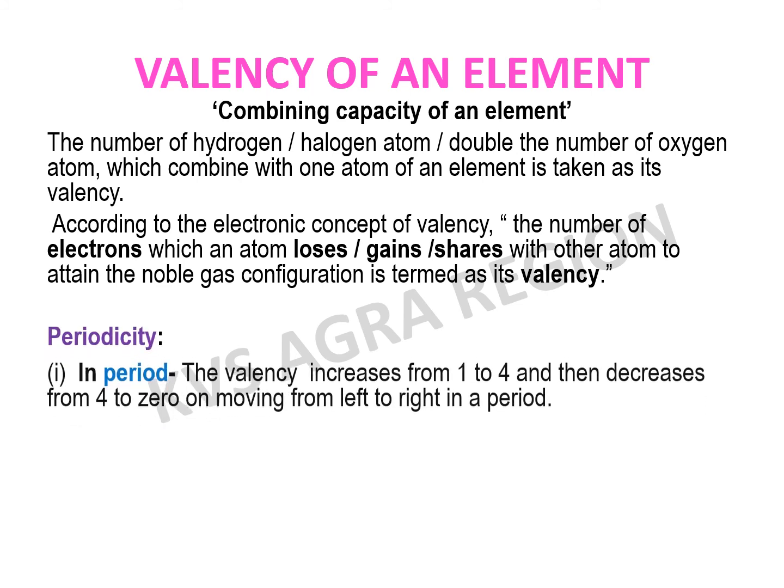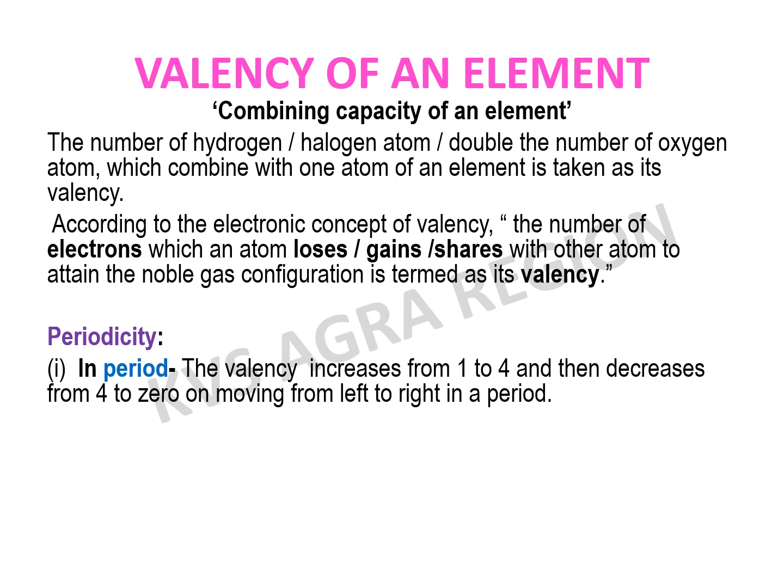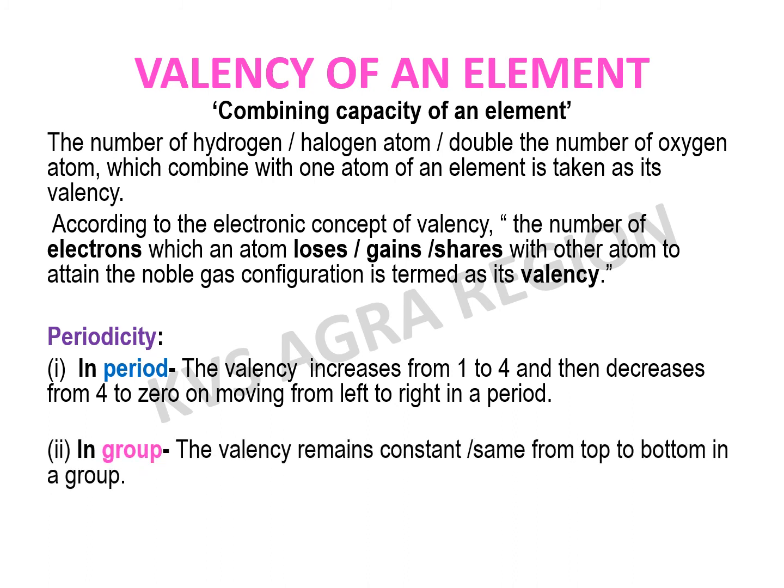Periodicity. In period, the valency increases from 1 to 4 and then decreases from 4 to 0 on moving from left to right. In group, the valency remains constant or same from top to bottom.